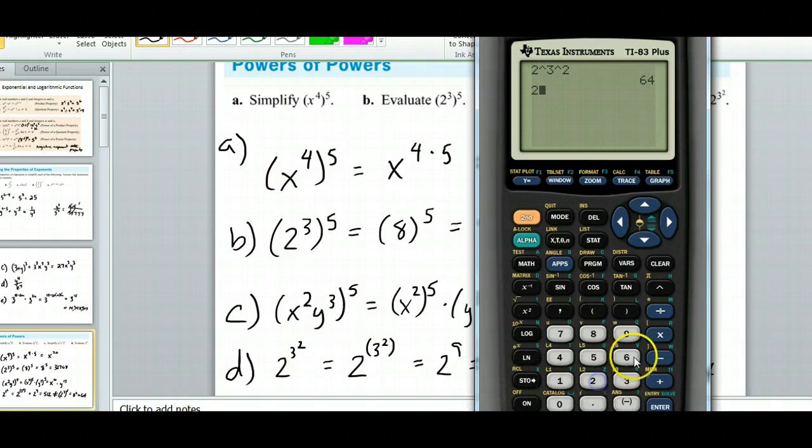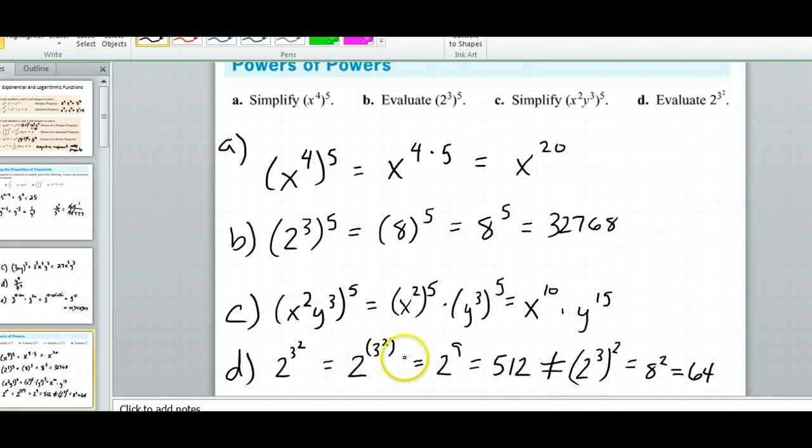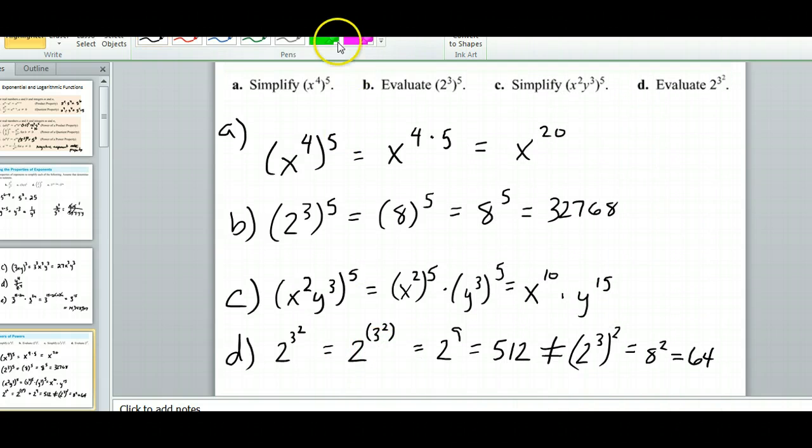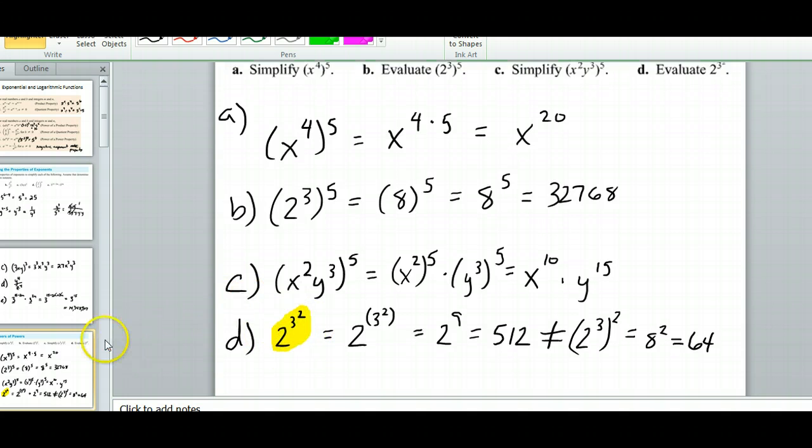Alright, we need to understand that this is 2 raised to the parentheses 3 squared. So we get the correct numbers here. Okay, the exponent is 3 squared. We need to figure out what 3 squared is before we raise 2 to it. Alright, so this is one where you have to be extremely careful, because your calculator, the way you type it in there, just the way it's written, will not return what this is exactly supposed to be.